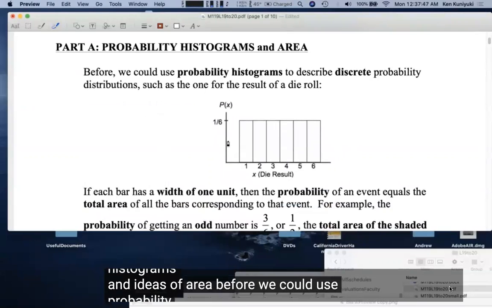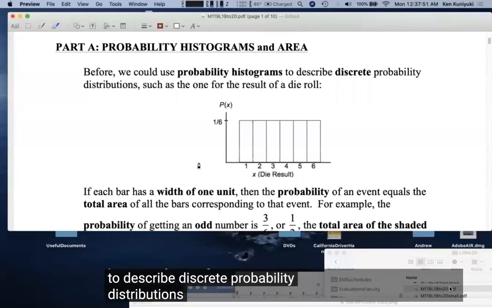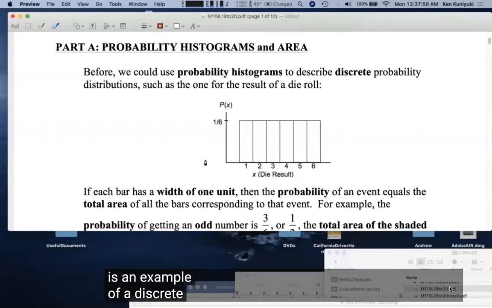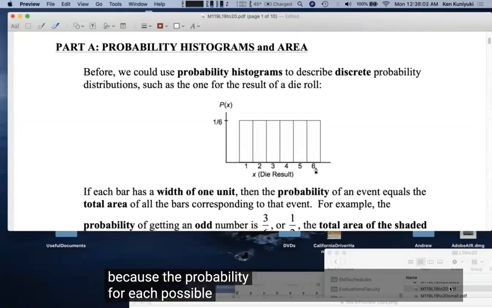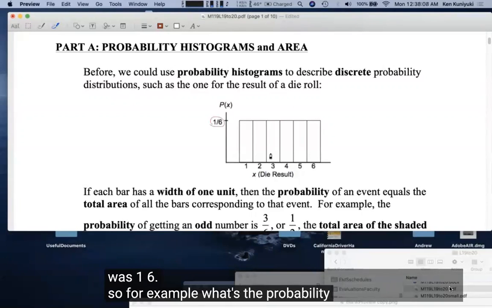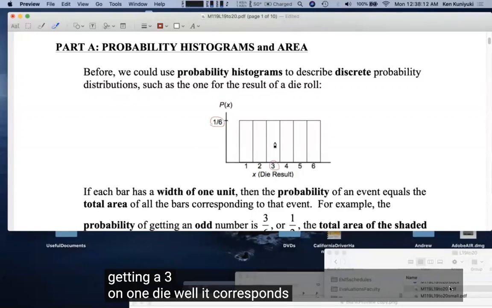Before, we could use probability histograms like these to describe discrete probability distributions, such as the one for the result of one die roll. And this is an example of a discrete uniform distribution because the probability for each possible face was the same. It was 1/6. So for example, what's the probability of getting a 3 on one die? Well, it corresponds to the area of the corresponding bar.